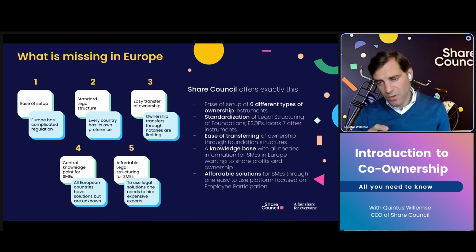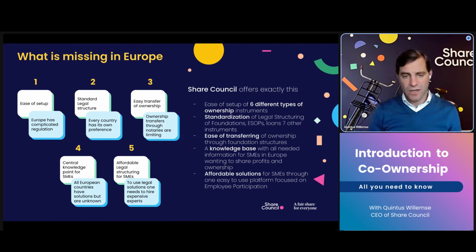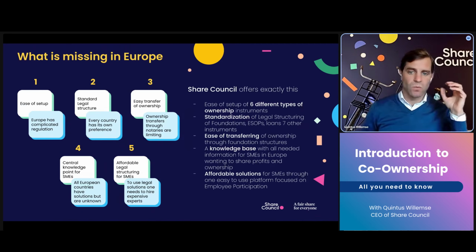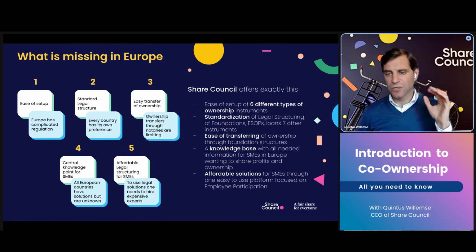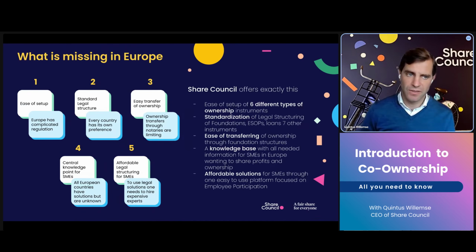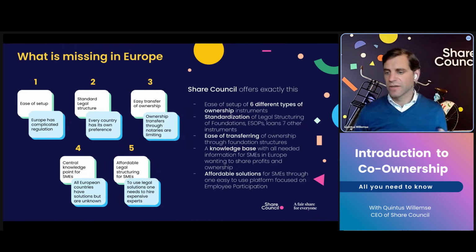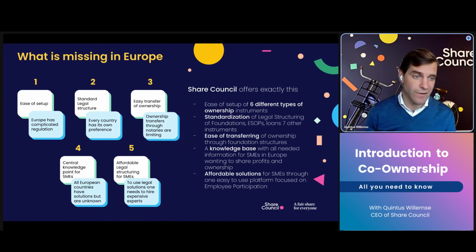Now, before I go to the last part, how you can do this on a platform, I'm going to show you, okay, what does this mean internationally? And internationally in our case means Europe. We focus on Europe. And we did some research a few years ago on what is actually missing in Europe. And it still, unfortunately, is missing today.